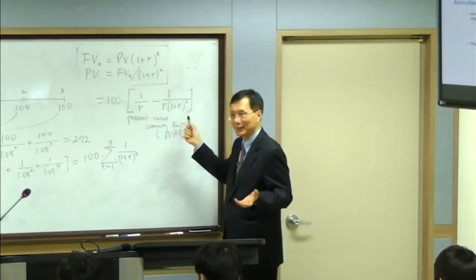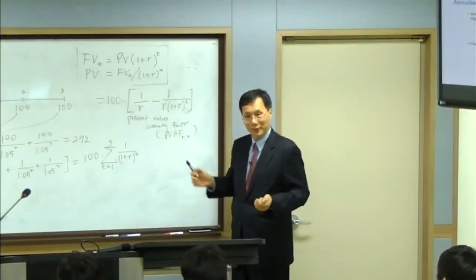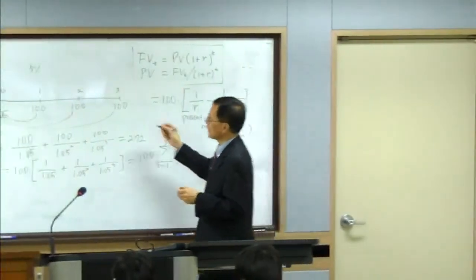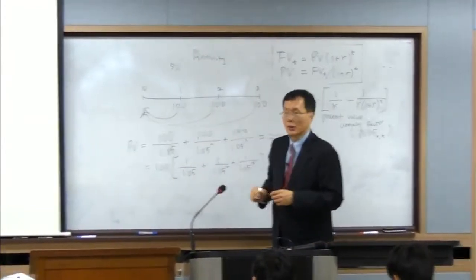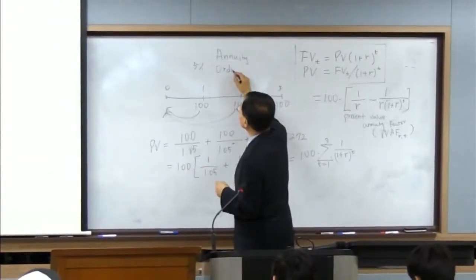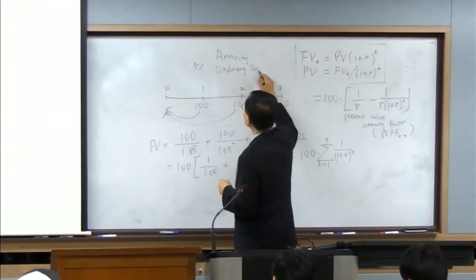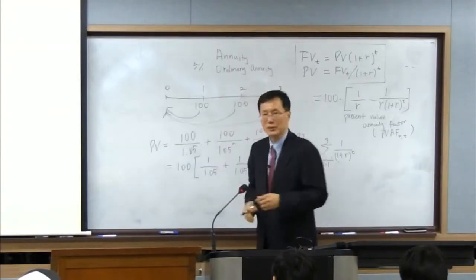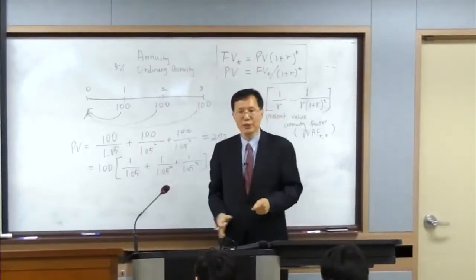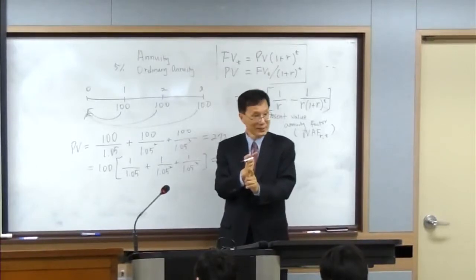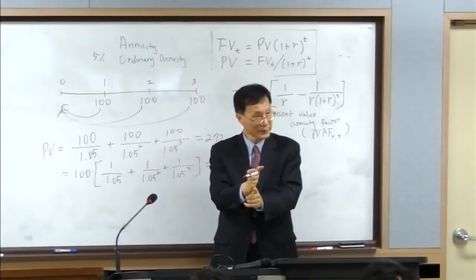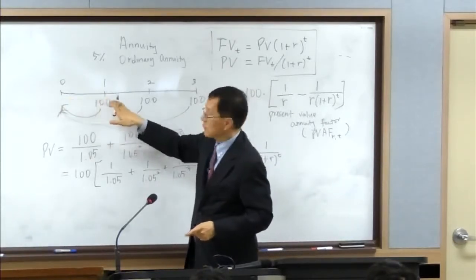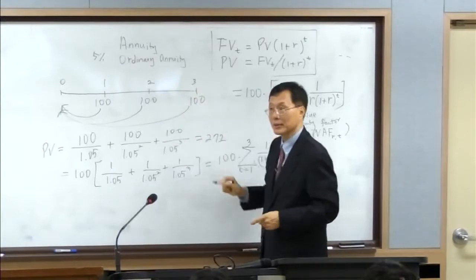Can you do it? This much you have to memorize. And this kind of cash flow is called annuity, or ordinary annuity. It is ordinary because ordinarily the first cash flow occurs at the end of the period. It is customary that an annuity's first payment is always at the end of the period. Okay? End of the first period, end of the second period, end of the third period.